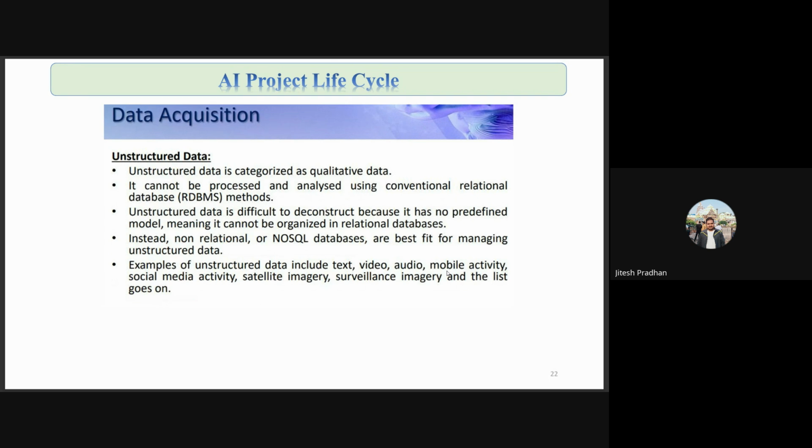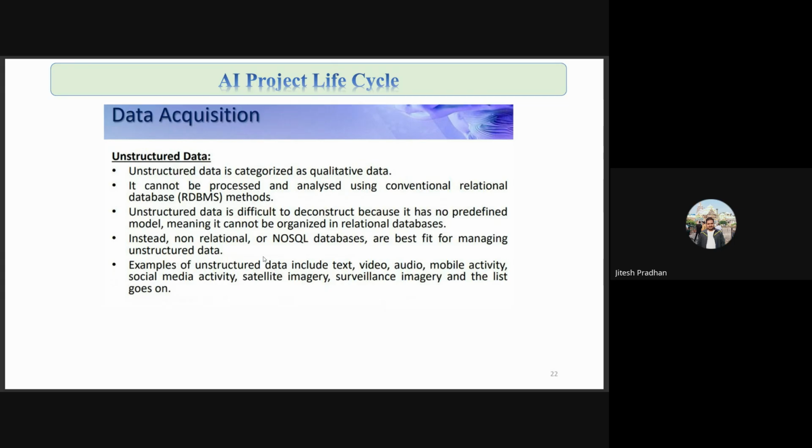And mobile activity in terms of scrolling or web activity is also there. Then social media activity is there, satellite imagery is there, surveillance imagery is there. So these are examples which fall under the unstructured data category. Okay, so up to this portion it is clear.